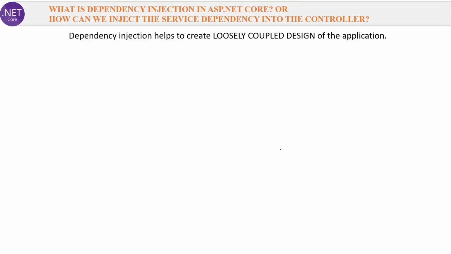Next question is, what is dependency injection in ASP.NET Core, or how can we inject the service dependency into the controller? This is the most important question in ASP.NET Core. If you want to give a one-line answer, then you can just say to the interviewer, dependency injection helps to create a loosely coupled design of the application. Now I will explain what is loosely coupled design and how to achieve it by dependency injection in ASP.NET Core.